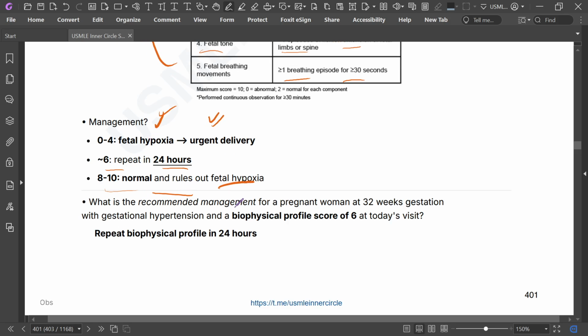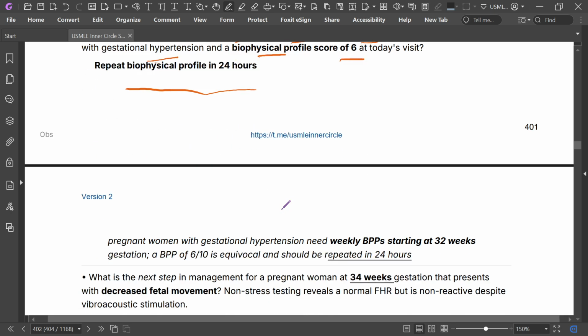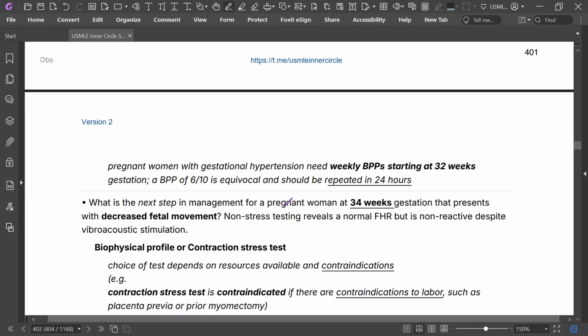What is the recommended management for a pregnant woman at 32 weeks of gestation with gestational hypertension and a biophysical profile score of 6 at today's visit? Repeat the biophysical profile in 24 hours.